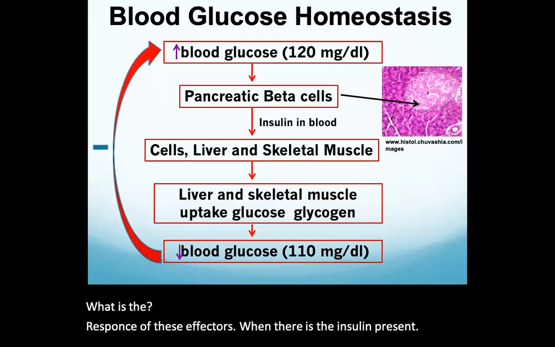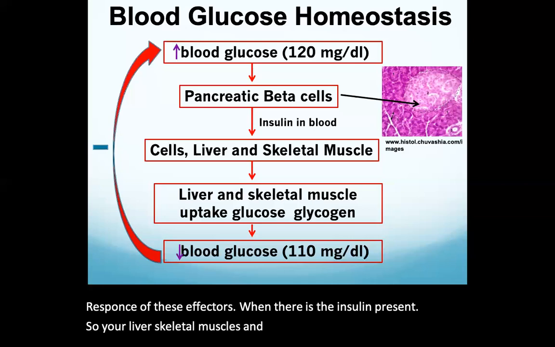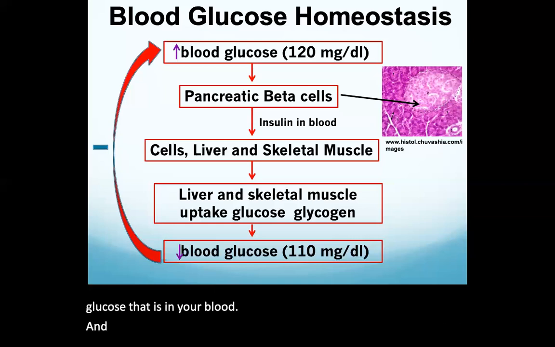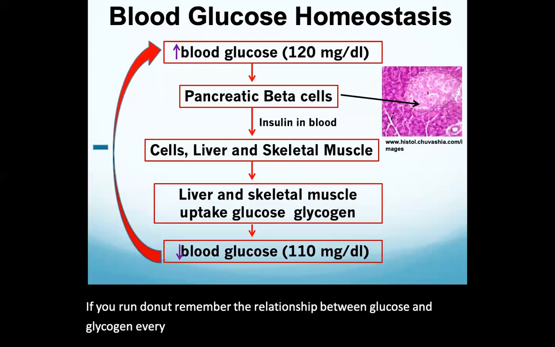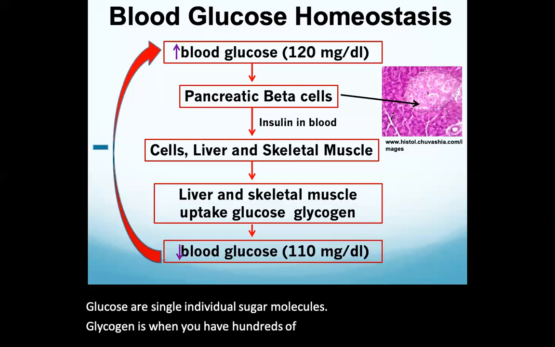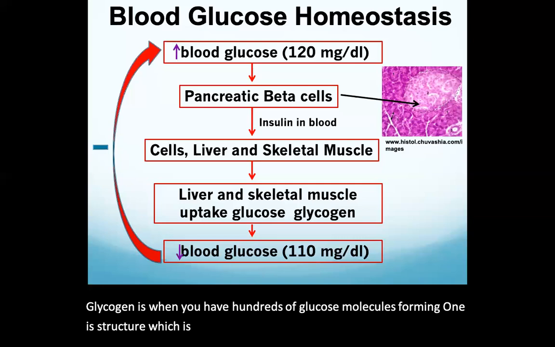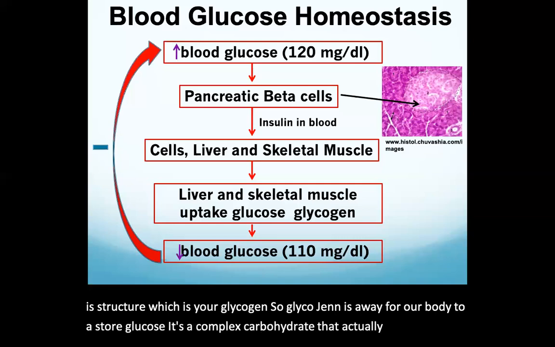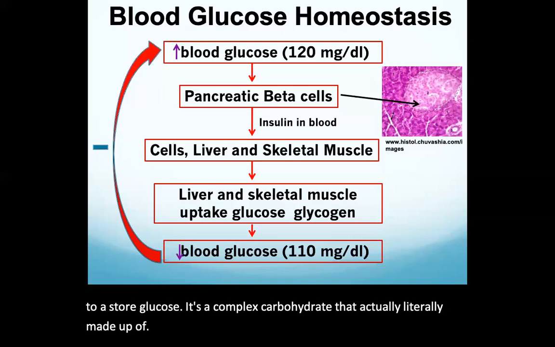Your liver, skeletal muscles, and your cells are going to take up glucose that is in your blood and convert that glucose to glycogen. If you do not remember the relationship between glucose and glycogen, a reminder: glucose are single individual sugar molecules. Glycogen is when you have hundreds of glucose molecules forming one structure. So glycogen is a way for our body to store glucose. It's a complex carbohydrate literally made up of hundreds of glucose molecules.